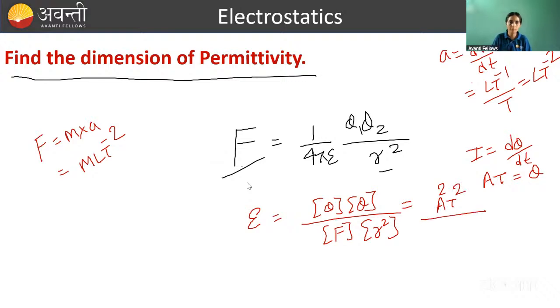सो फोर्स को आप क्या लिखोगे? फोर्स यू विल बी राइटिंग एज, फोर्स क्या होगा? एम एल टी माइनस टू एंड दिस डिवाइडेड बाई एल का स्क्वायर. सो नाउ इफ यू आर गोइंग टू सॉल्व इट, व्हाट विल बी द आंसर? एम का पावर माइनस वन, एल का पावर क्या हो जाएगा? एल का पावर माइनस थ्री, एंड ए का होगा स्क्वायर, और टी का क्या हो जाएगा? माइनस फोर.